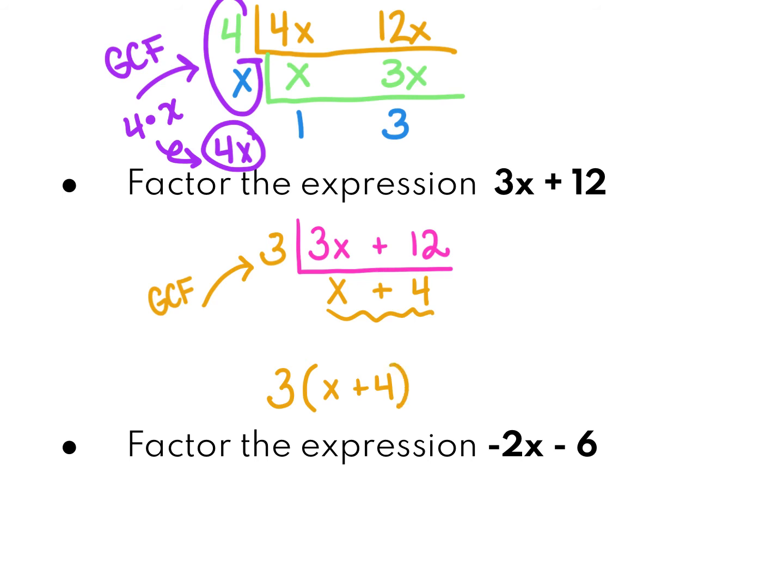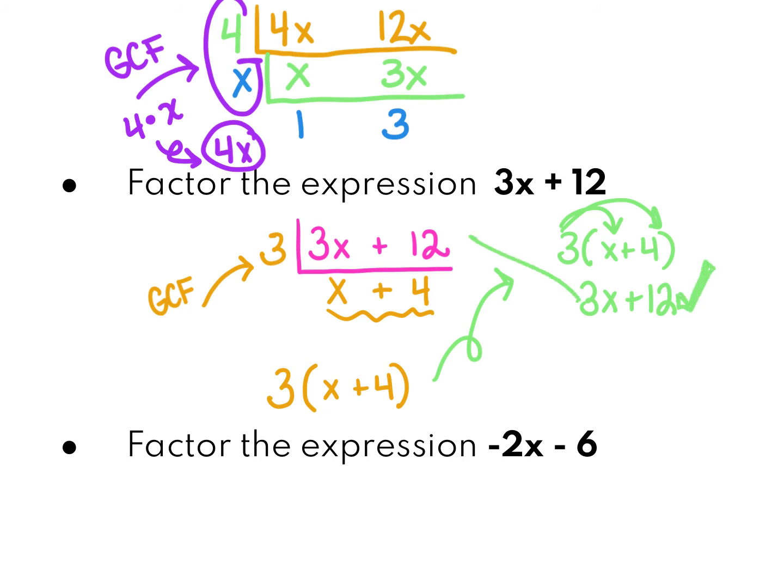We can test this because we can, I'm just going to come right over here, and rewrite this, 3 times x plus 4. Since we are so good at distributing right now, we can go ahead and say, well, 3 times x is 3x, and 3 times positive 4 is positive 12. And that's our check that we factored it correctly because, bam, it's right there.